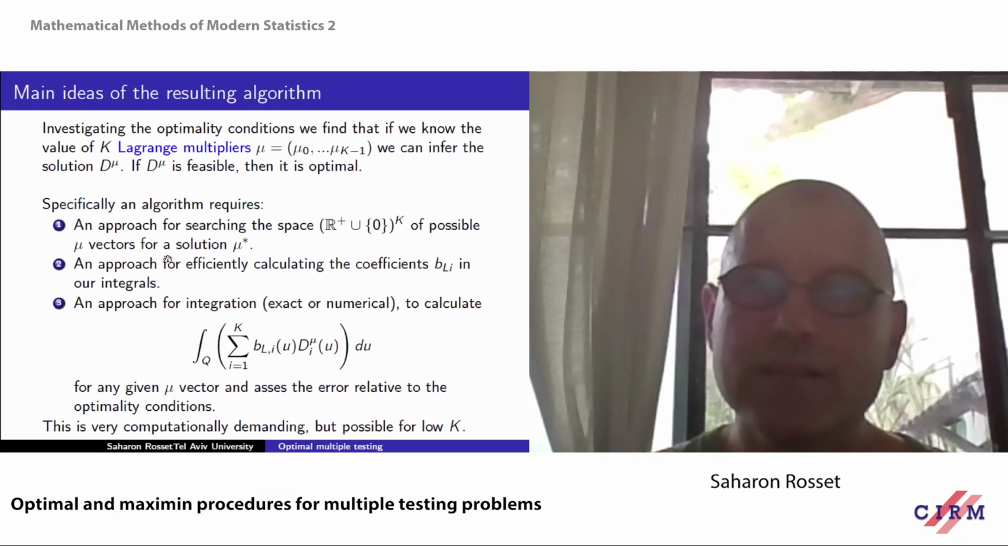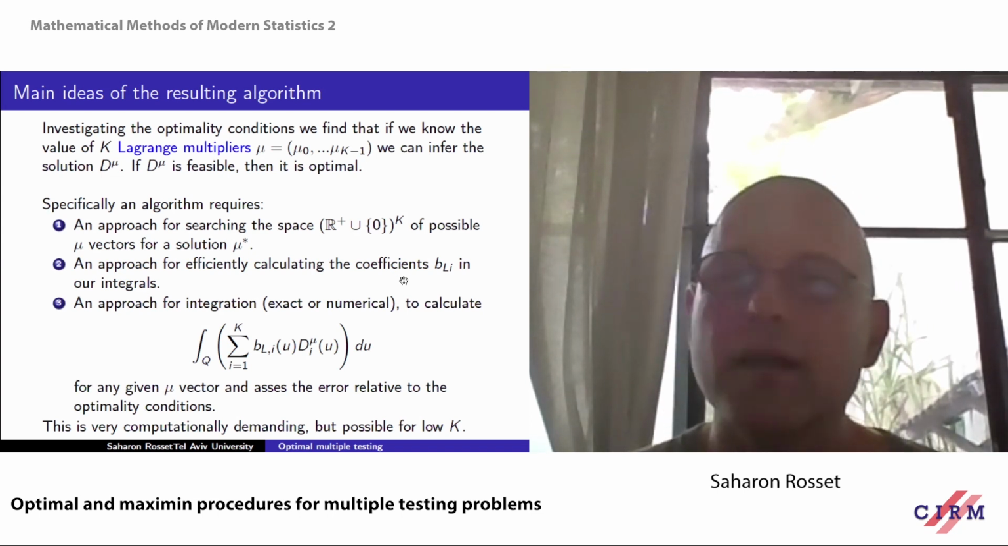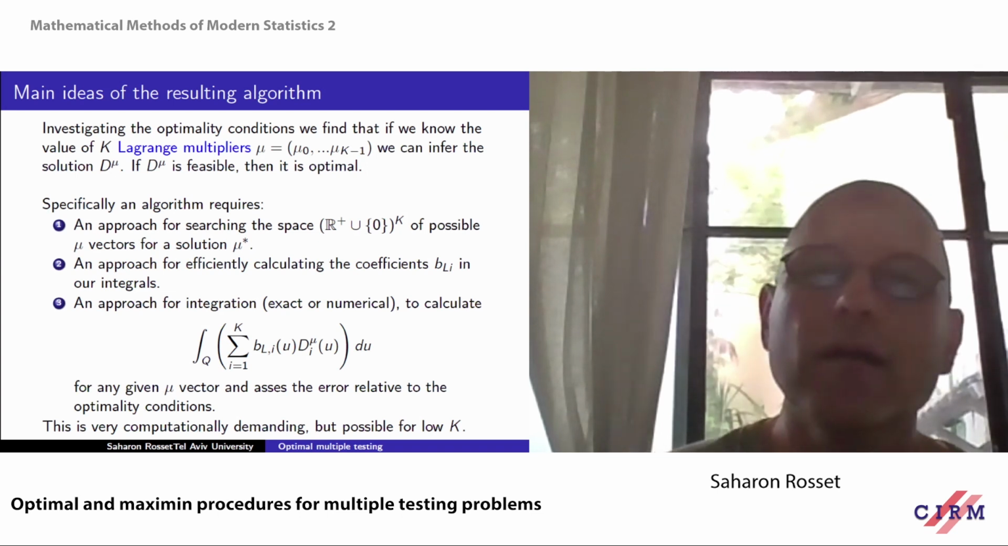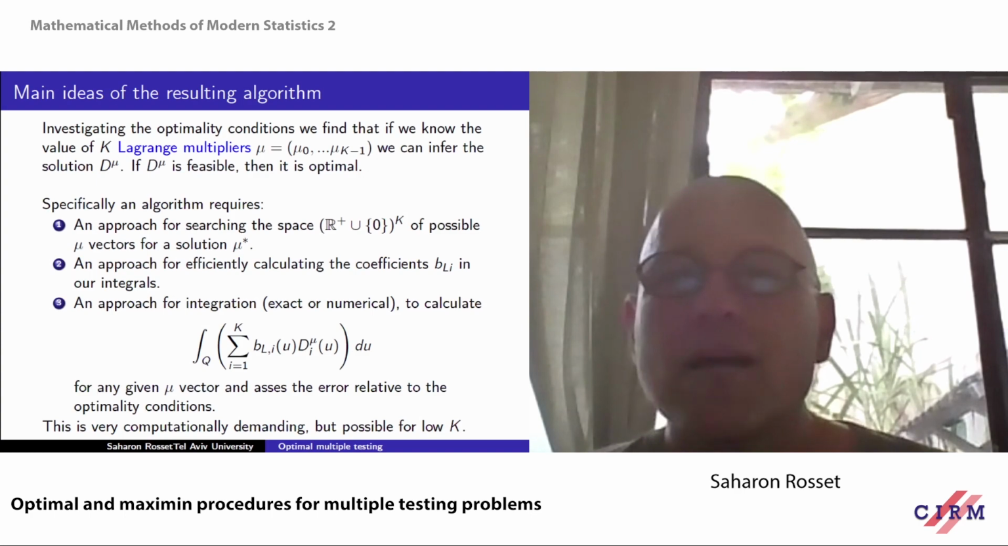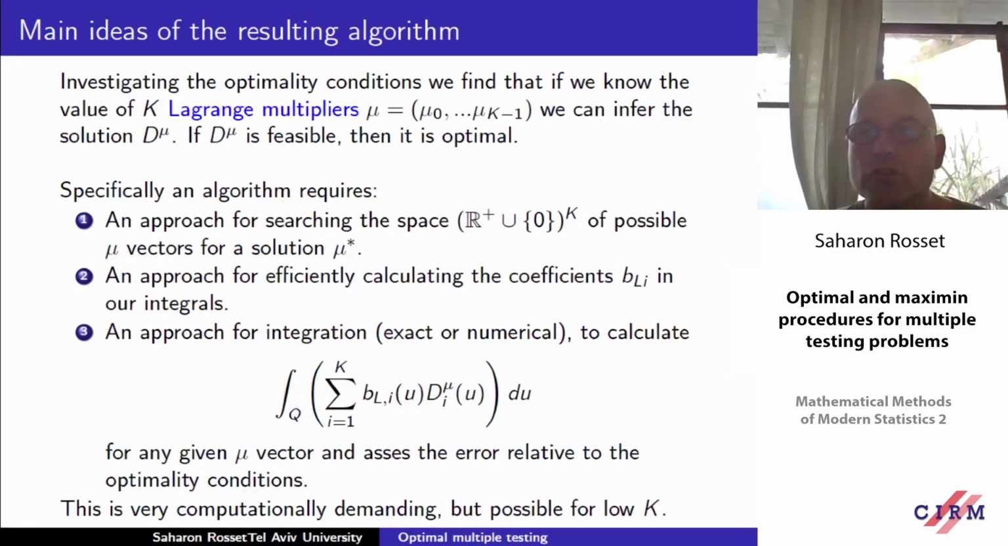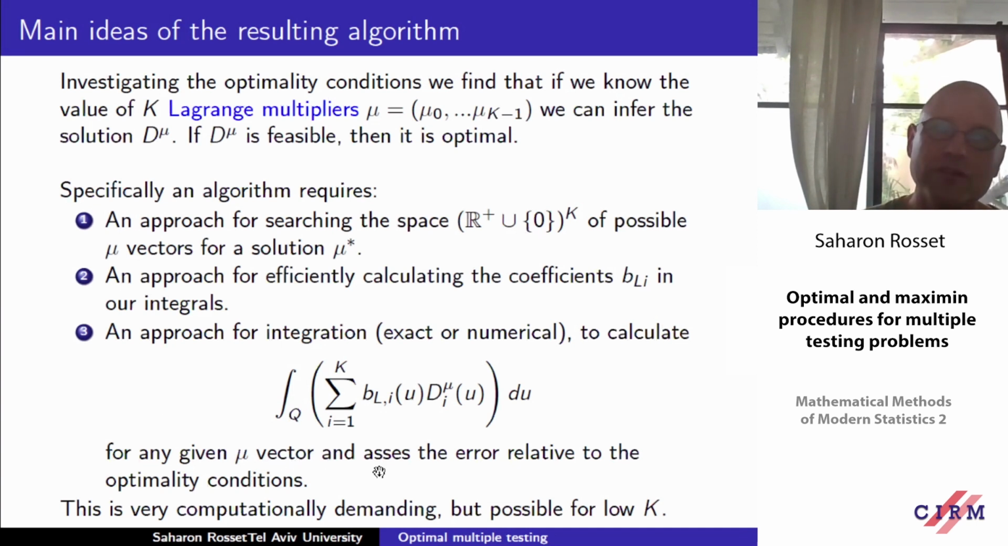Given mu, I need an approach to derive the D's. This is a closed problem, but I need to calculate these coefficients A and B in my generic optimization problem that I showed you. And then I need an approach to integrate exactly, but in most cases I cannot integrate exactly, so I need to do numerical integration to calculate these constraints. I need to do that because I'm looking for a feasible solution. I'm looking for a d mu that is feasible, and then I know that it's optimal.